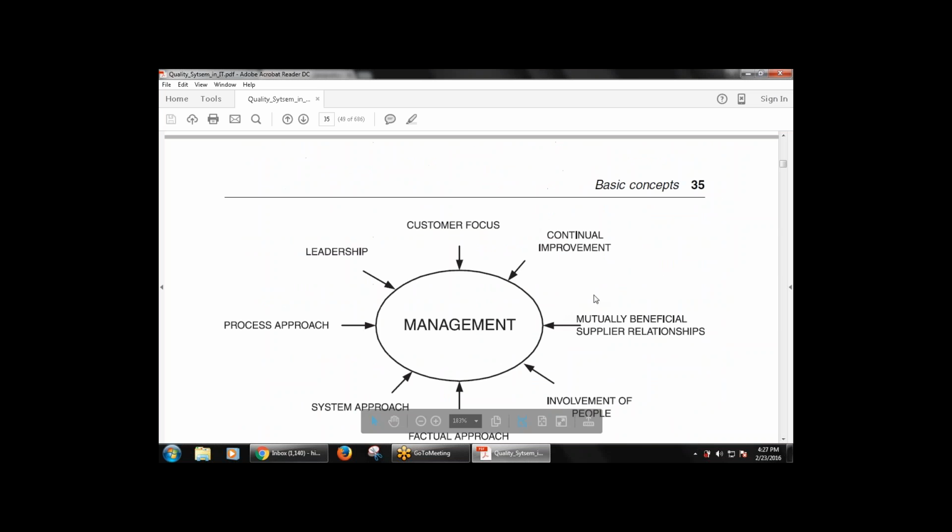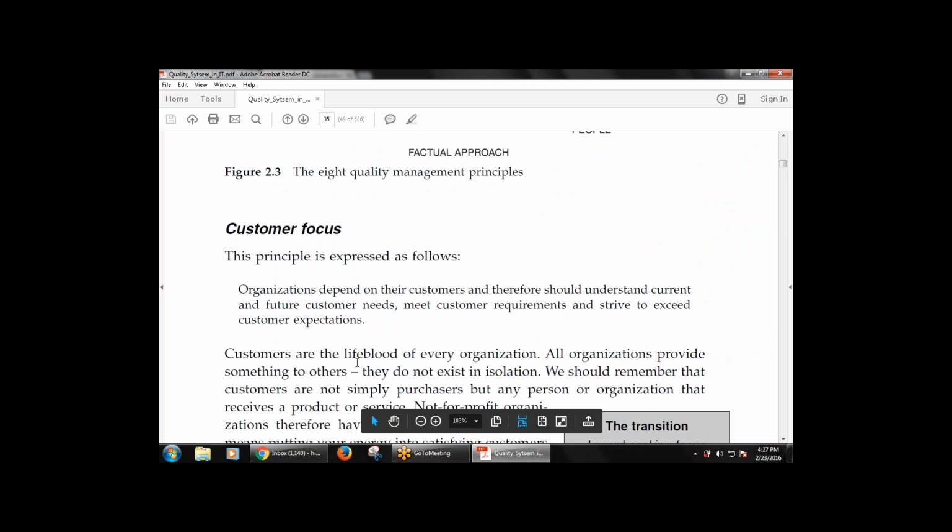So these are the eight principles. Now let's discuss one by one all these principles. The first part is customer focus. That is, the main focus is on the customer. Now this principle is expressed as follows. That means this principle is defined as follows.